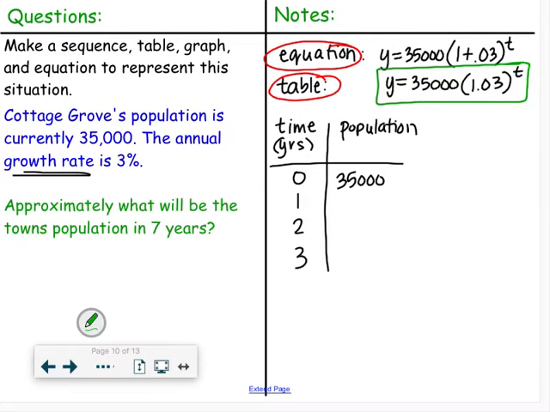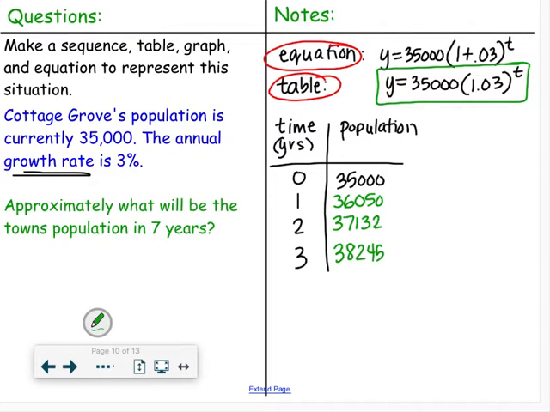When I change my exponent to a 1, it gives me 36,050. When I change my exponent to a 2, 37,132. That one had a 0.5, so I just rounded it up. And when I change my exponent to 3, 38,245.